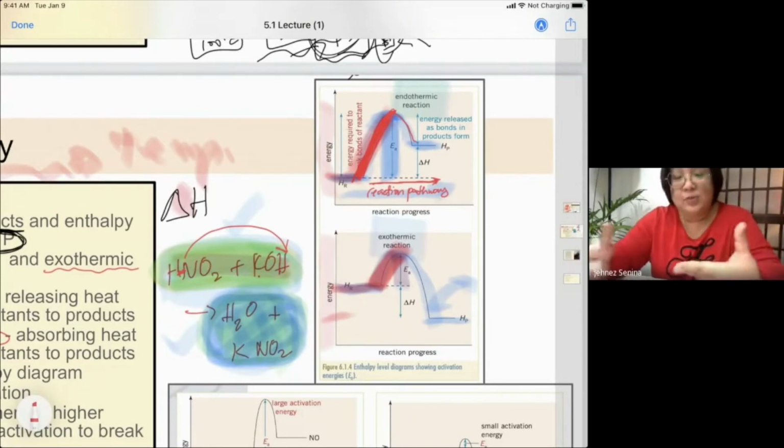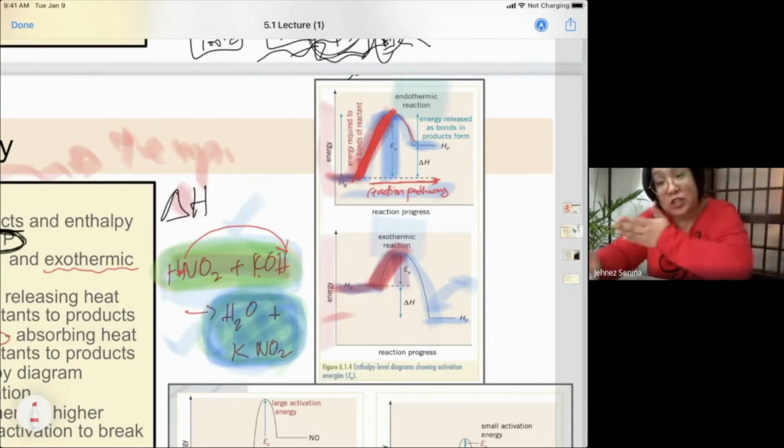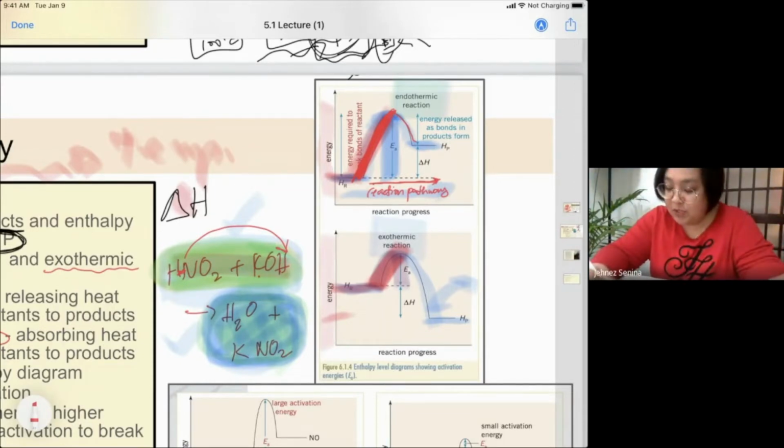Now, let's proceed with the chemical reaction. So both of them used energy from their surrounding to overcome the energy of activation. There's enough energy now. They have enough energy to break their bonds. The reaction can proceed, can continue. The reaction proceeds. Things will happen.